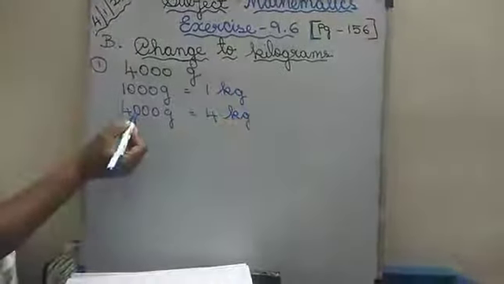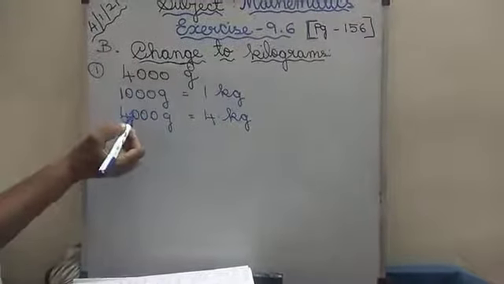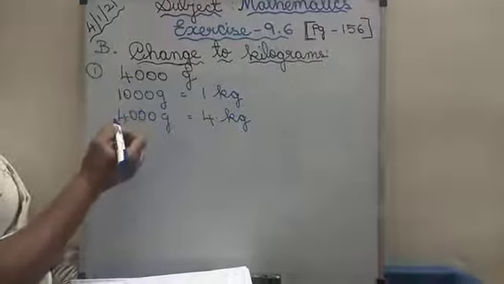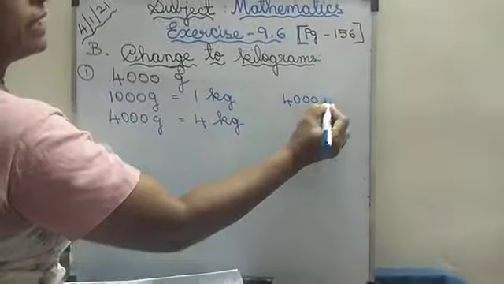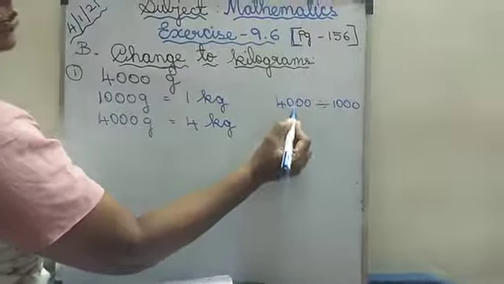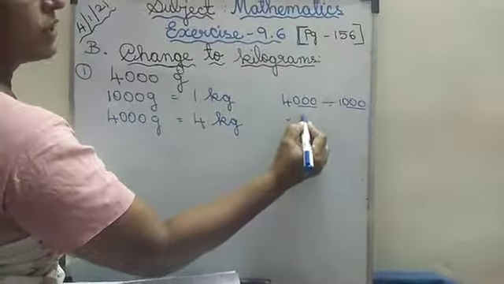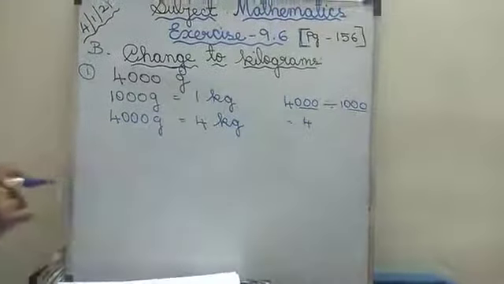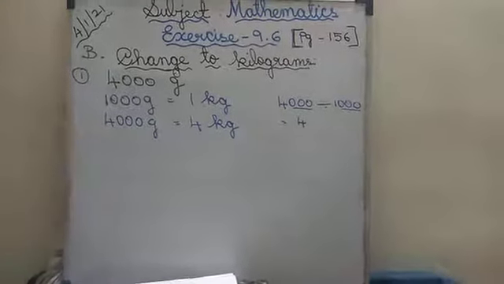What you have to do is divide 4,000 divided by 1000. If you divide, see here, 4000 divided by 1000. So you can remove these 3 zeros. So what's the answer, children? 4 only will come. Okay, children, that's the easy method. Okay, the second one.